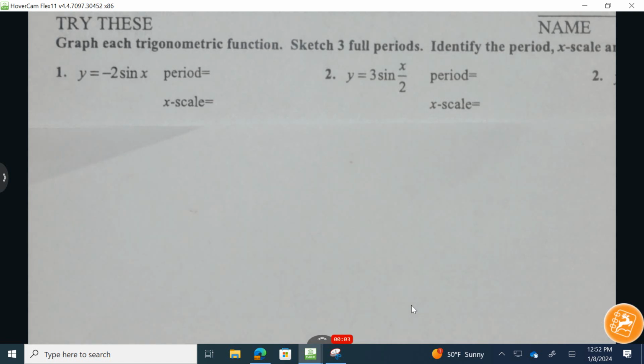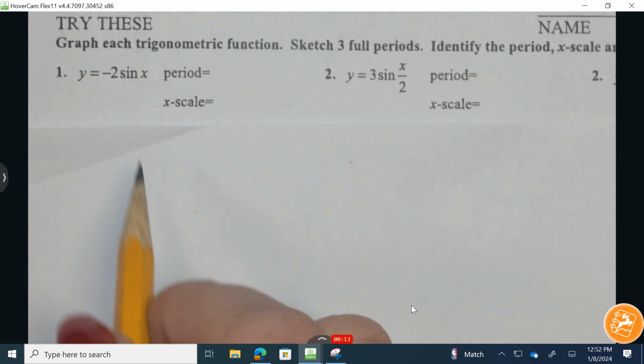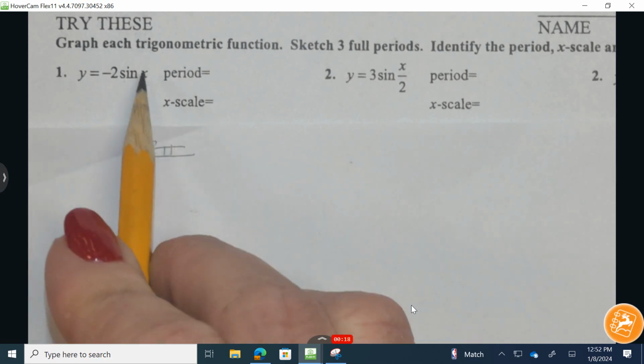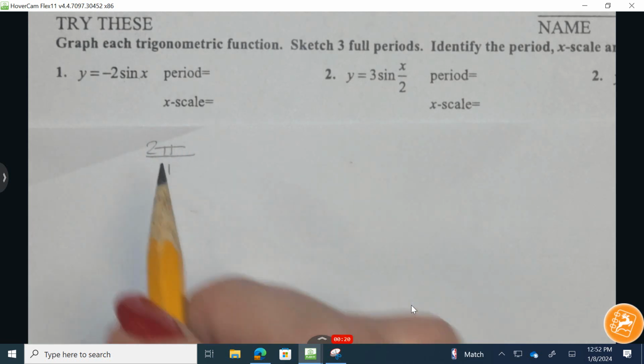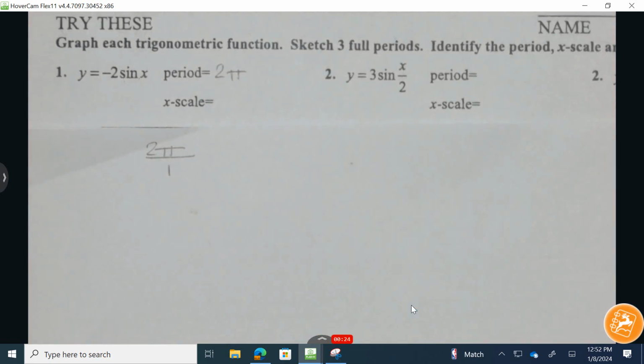Unit 9, Lesson 2, we're going to graph the function y equals -2 times the sine of x. The first thing I'm going to do is identify the period length. For both sine and cosine, I'm going to take 2 pi and divide it by the value in front of the x, which is a hidden 1. So this means the length of one cycle is 2 pi.